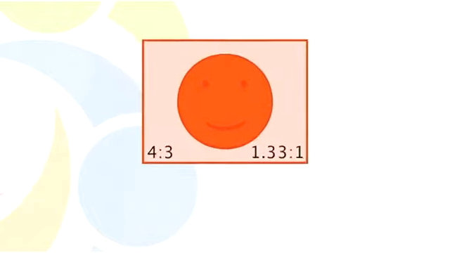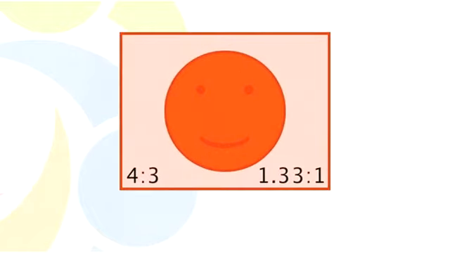We've all seen this. In fact, we're seeing it now. This is the standard presentation screen that has gotten us through the last 20 years in the meeting industry. And this shaped screen is known as 4:3. That is to say that the ratio of the width to the height is 4:3. 4 wide by 3 high.